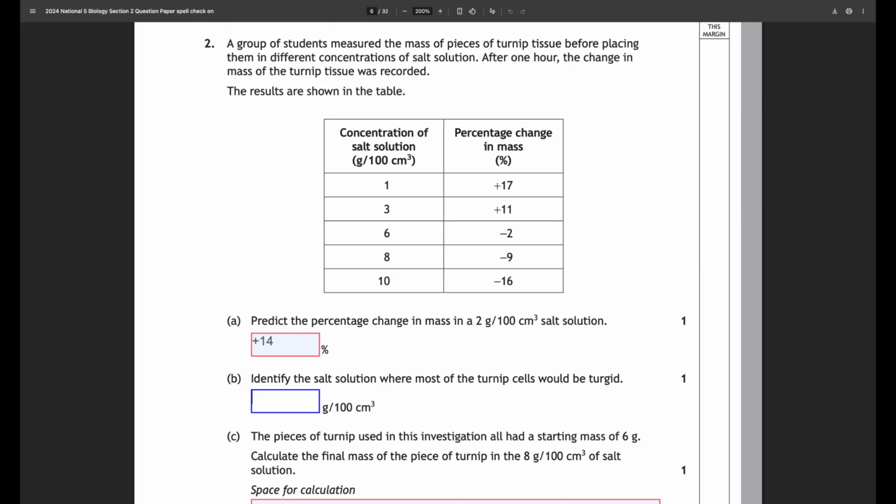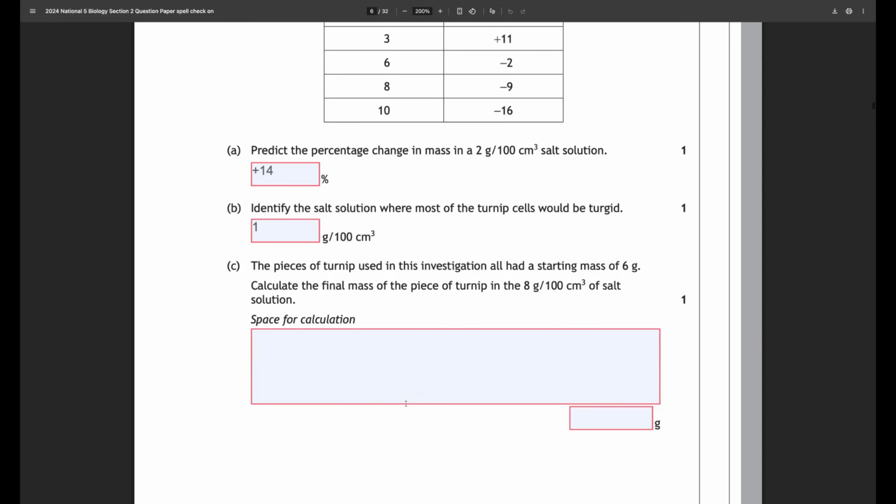Part B, identify the salt solution where most of the turnip cells would be turgid. If the turnip cells were turgid, that would mean that they'd gained a lot of water. And we know that plant cells become turgid when they gain a lot of water. So if you gain water, the mass of the cell is going to increase. And so we're looking for the concentration that causes the biggest increase in the mass of this turnip cell. And that, if we look at the table, is going to be plus 17, which is the concentration of 1 gram per 100 centimeters cubed.